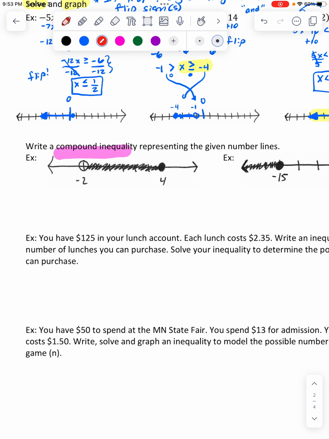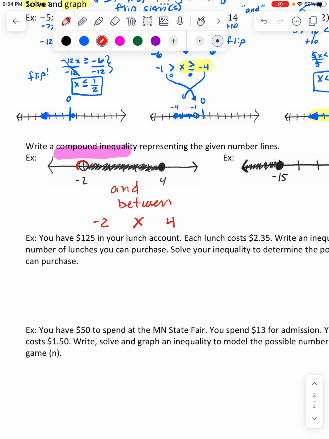Oopsies. So let's do it. First of all, I see this and I go, oh, this is an and statement. This is a between statement. So I know that x will be between two numbers. And I know that on this end, the number will be a 4. And on this end, it'll be a -2.